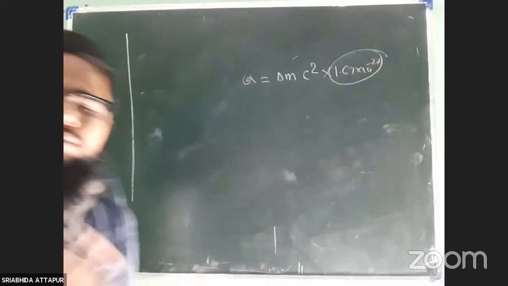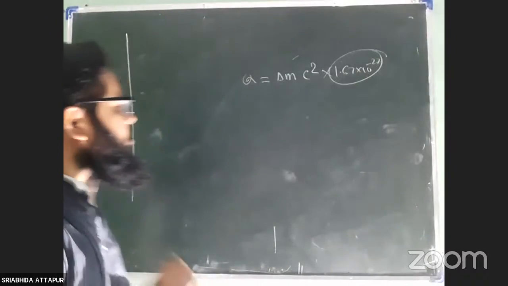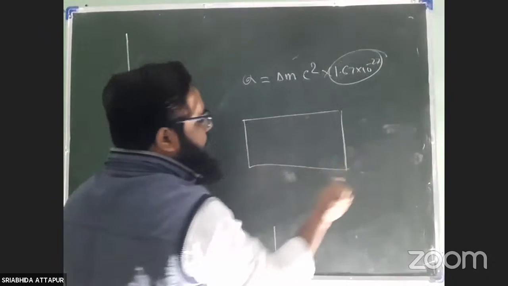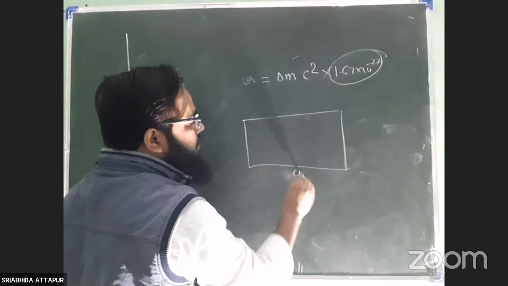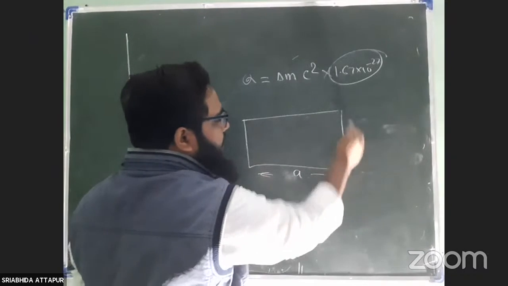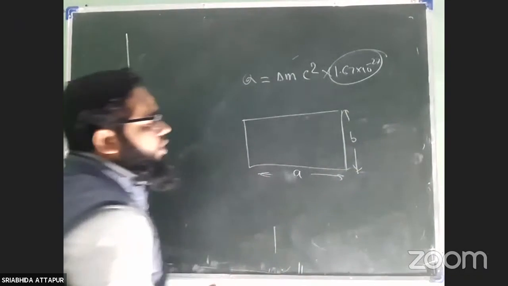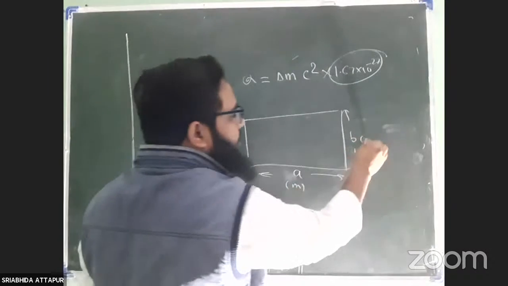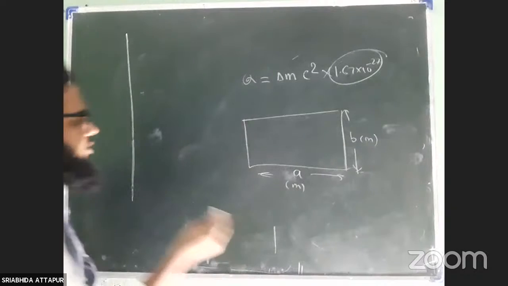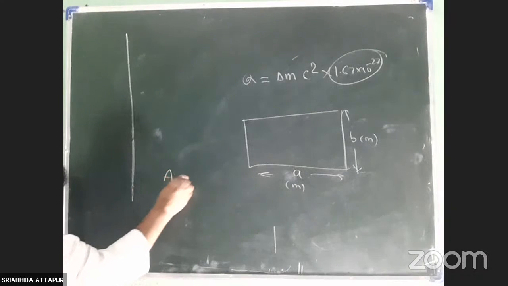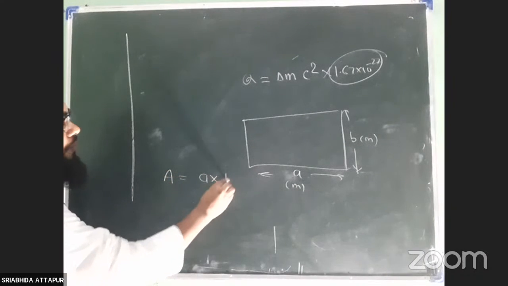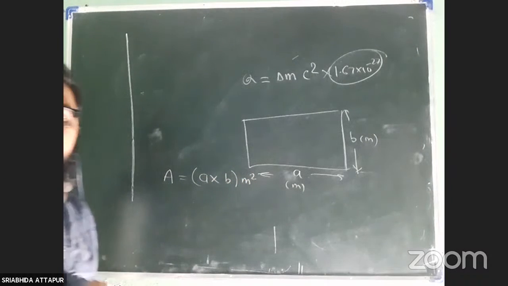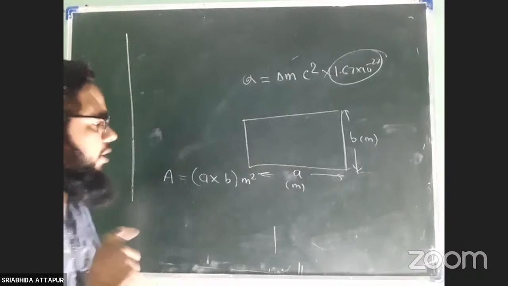Actually, this you know already, just a basic thing. Suppose that this is a rectangle. This is side A and this is side B. Suppose this was in meter and this was also in meter. If I ask what is the area, you will say area is nothing but A into B, and the final answer is in meter square. Any confusion? No confusion. But now I want to change one thing.